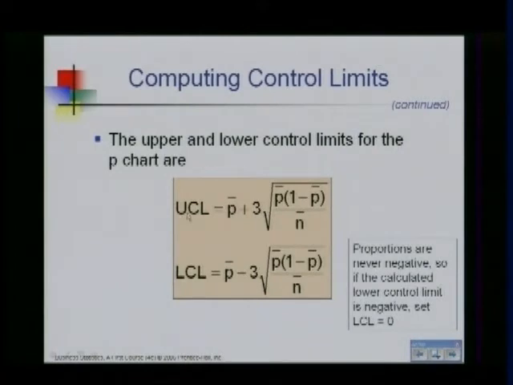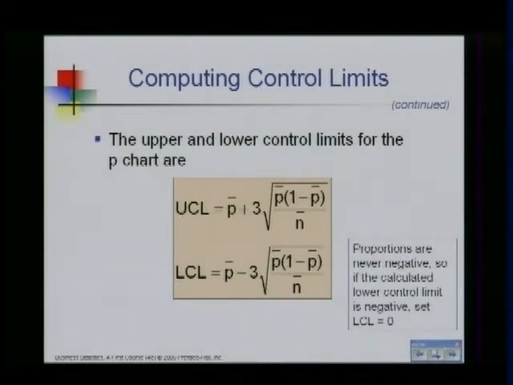Okay? Now here's our formula. This will be on your formula sheet. For the upper limit, it's P bar, the center line, plus or minus 3 times the square root of P bar times 1 minus P bar divided by N bar. 3 is a constant. That's 3 standard deviations. So don't worry about that 3, just put it in there. Here I've got minus 3 because this is the lower limit instead of the upper limit.